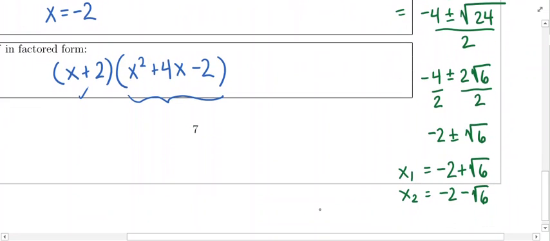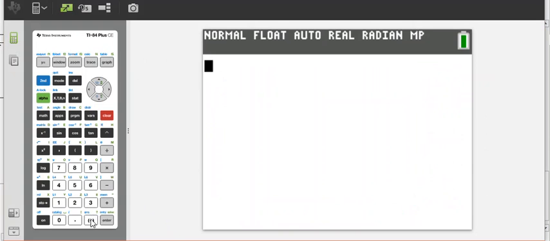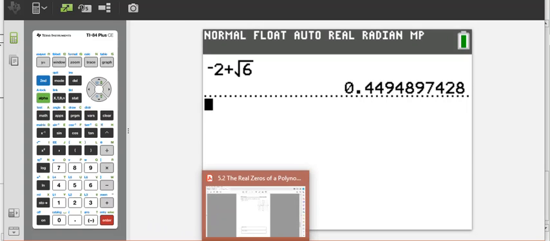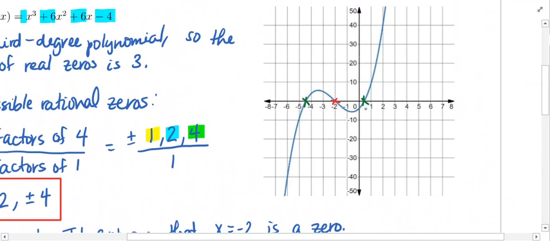I'm going to type in x1 first. So -2 plus the square root of 6. This is about 0.45. So if we go back and look at our picture, here it is. This could be the approximately 0.45. So this is going to be -2 plus the square root of 6.